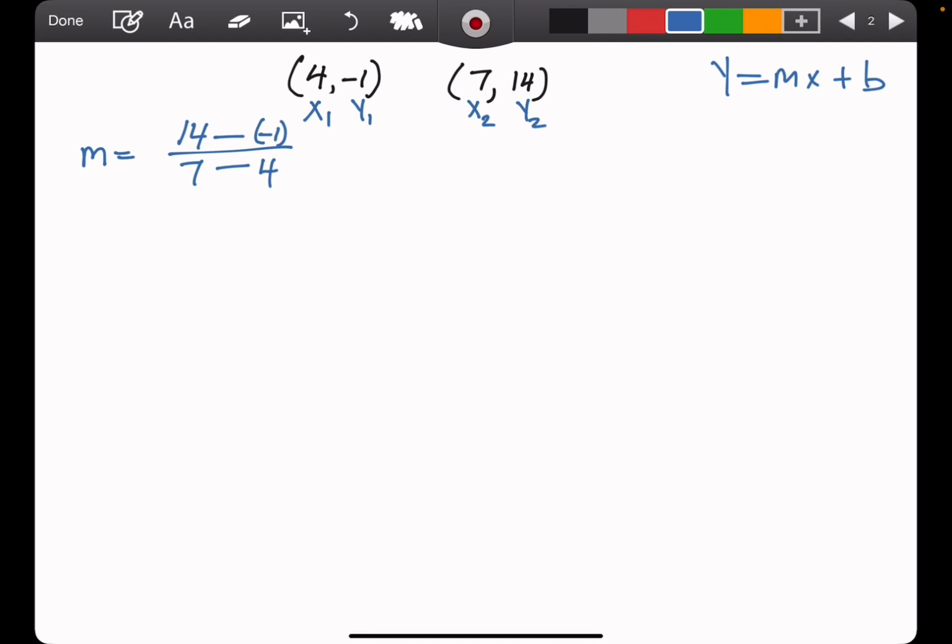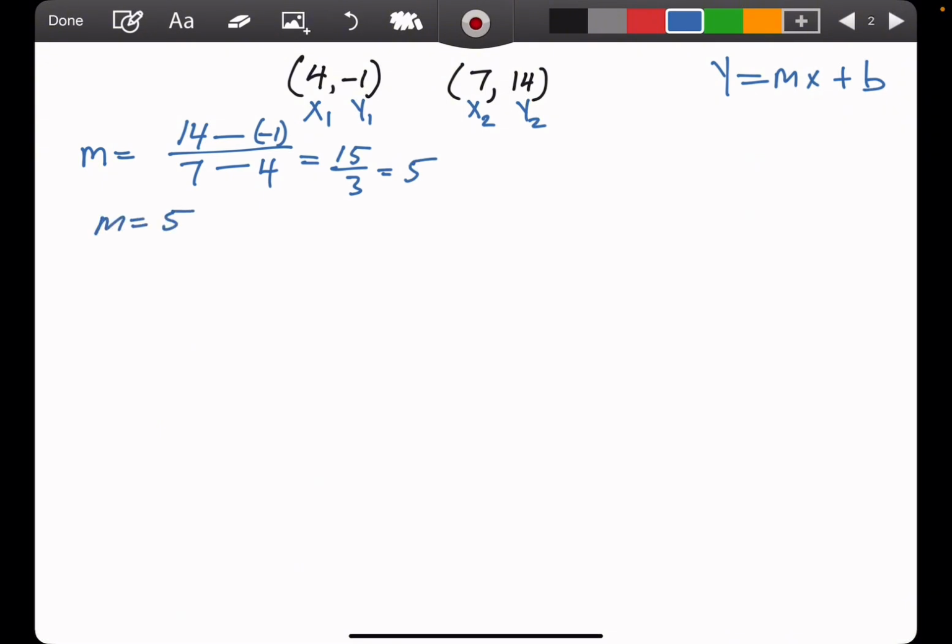If I can remember, you can switch them, right? Like 7 and 14 could be x1 and y1. Yes. But as long as you label it correctly, you'll be fine. So now the slope will be 14 plus 1, the top one, right? 14 plus 1 is 15. And 7 minus 4 is 3. What is 15 divided by 3? 5.